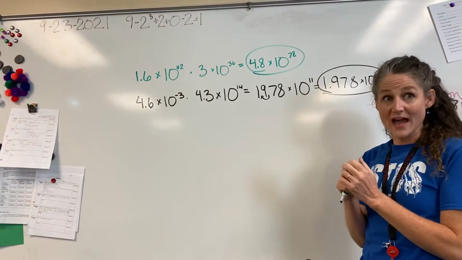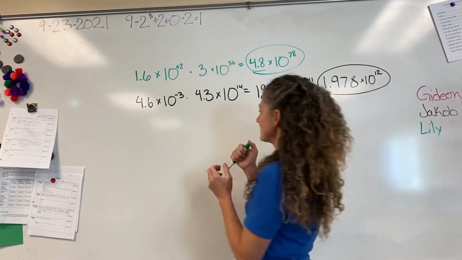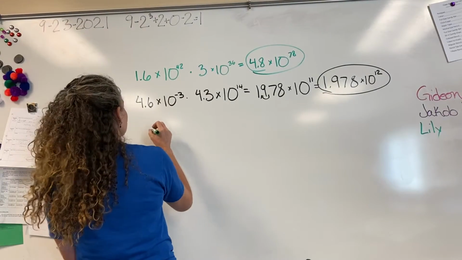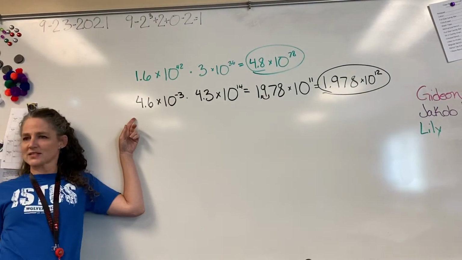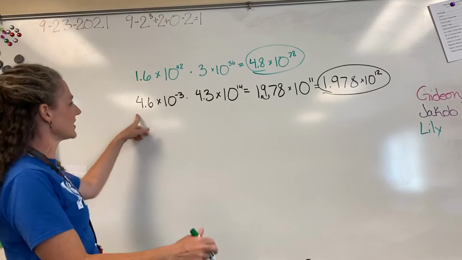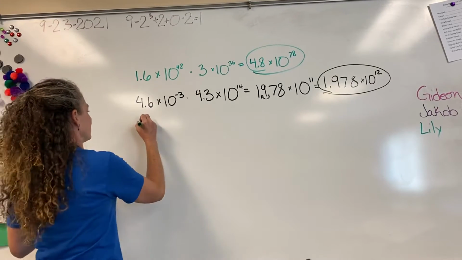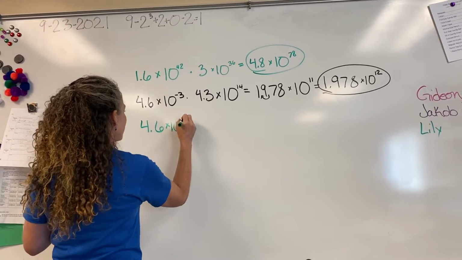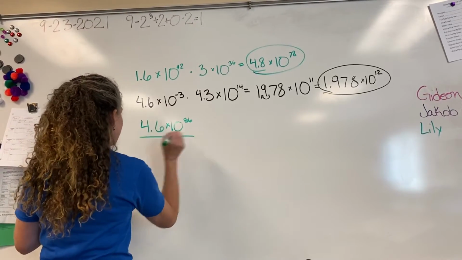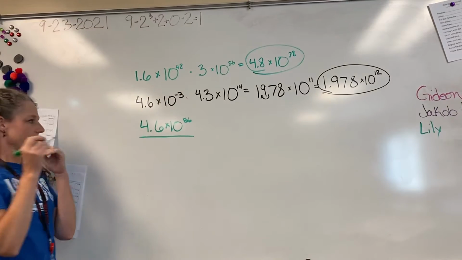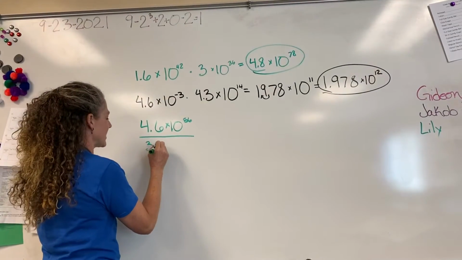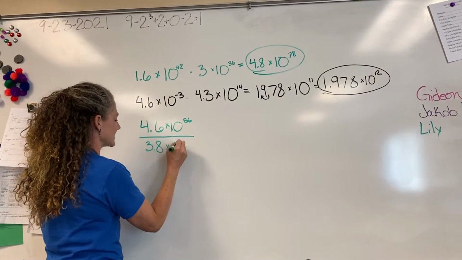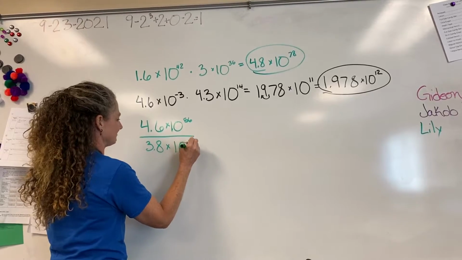All right, should we divide some? Give me numbers, random numbers. 46, no, can we move past 46? 48. We're doing 46 on every single one. 56. So 4.6 times 10 to the 56 divided by what? 840. 3.8 times 10 to the 42nd.